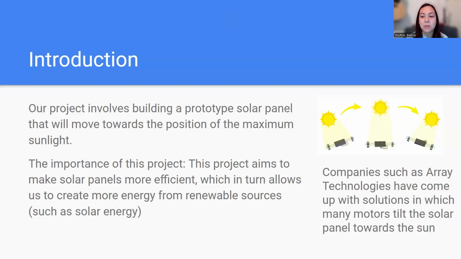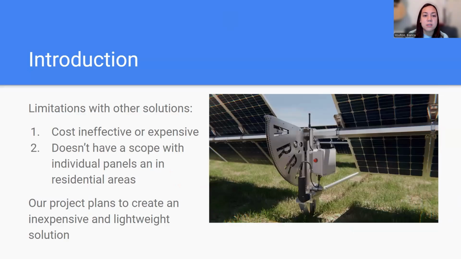There are companies out there such as Array Technologies which have come up with solutions in which they have many motors which are able to turn the solar panel towards the sun. However, there are some limitations with some of the other existing products on the market, as they're cost ineffective or expensive, and they don't have a scope for individual panels, such as those for people in residential areas.